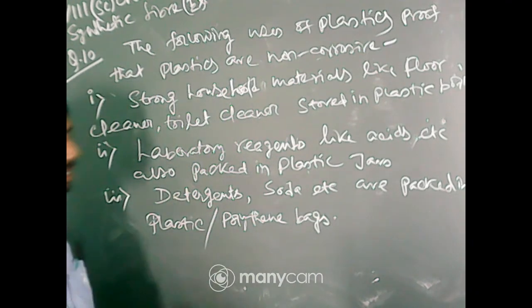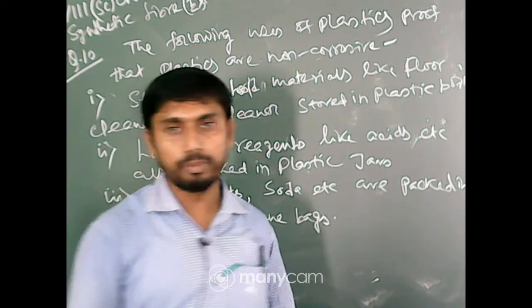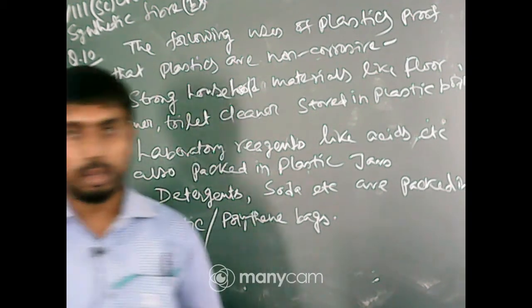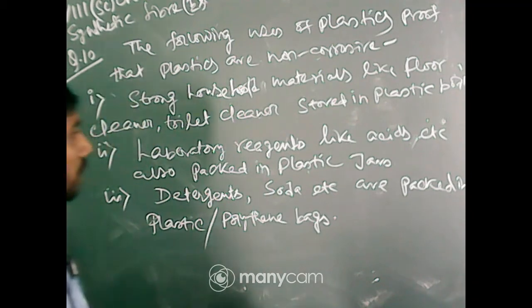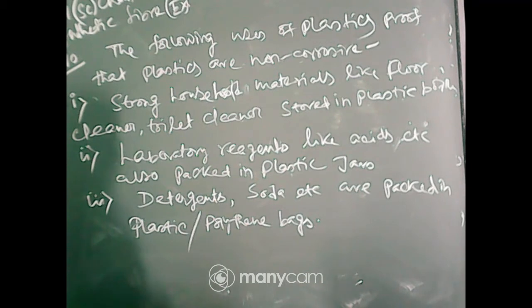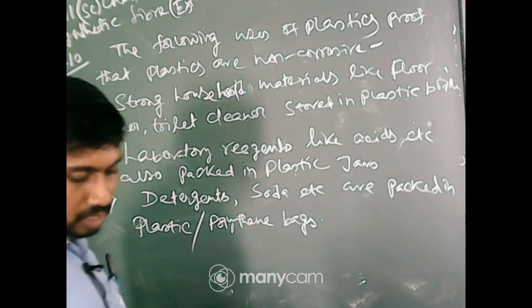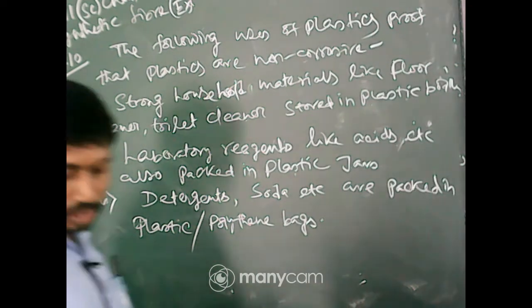So these are the examples that prove plastics are non-corrosive in nature. First, strong household materials like floor cleaner and toilet cleaner are stored in plastic bottles; laboratory reagents like acid are also packed in plastic jars; detergent, soda, etc., are packed in plastic or polythene bags. Next we will move to question number 11.